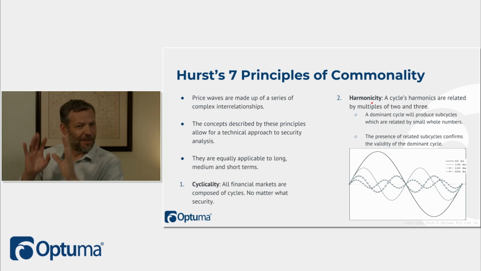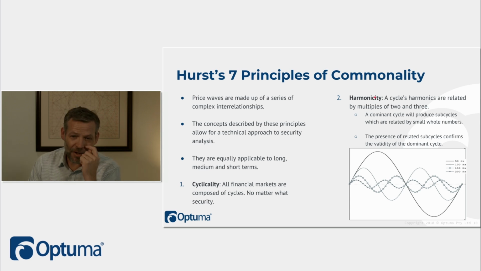Harmonicity. Some of these names are just crazy. Just remember how to write them down, because they're made-up words, I'm sure of it. Anyway, a cycle's harmonics are related by multiples of 2 and 3. So if we have a major cycle like this, there are going to be subcycles, but what we find is the subcycles will always come through and end on the same points.